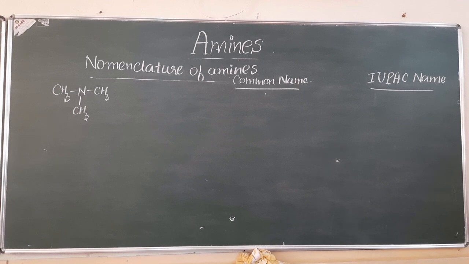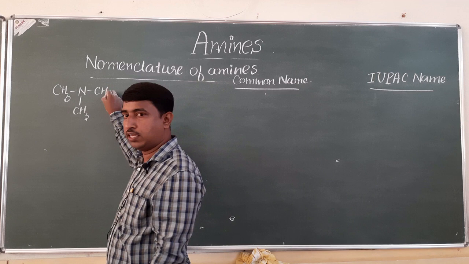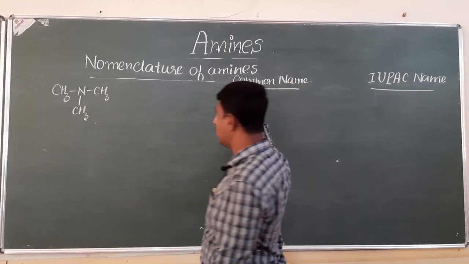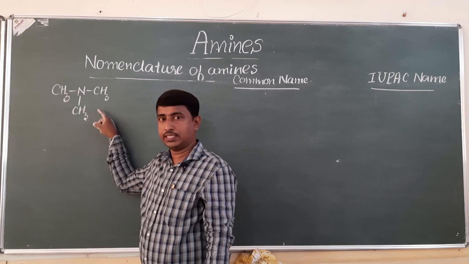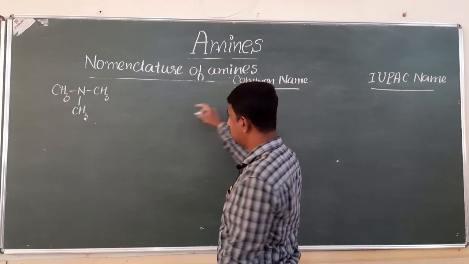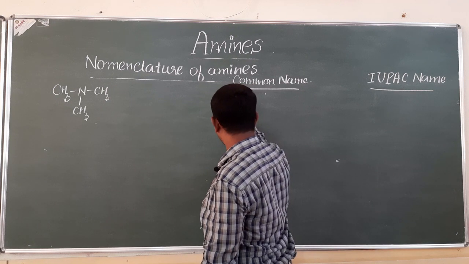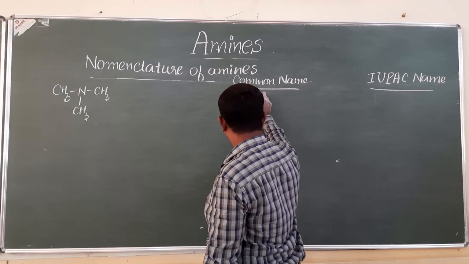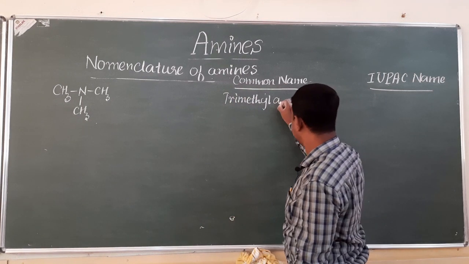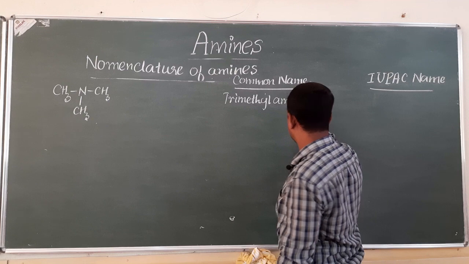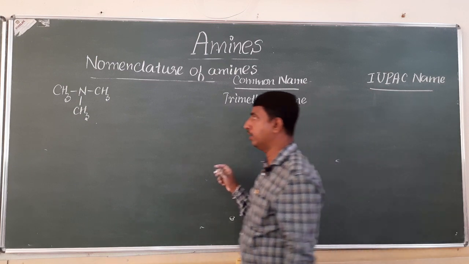Next example. CH3 N CH3 CH3. Now, what is the common name? Totally there are 3 substituent groups, that is identical alkyl groups. The name of this alkyl group is methyl. Since there are 3 methyl groups, I have to write trimethyl. It is trimethylamine.